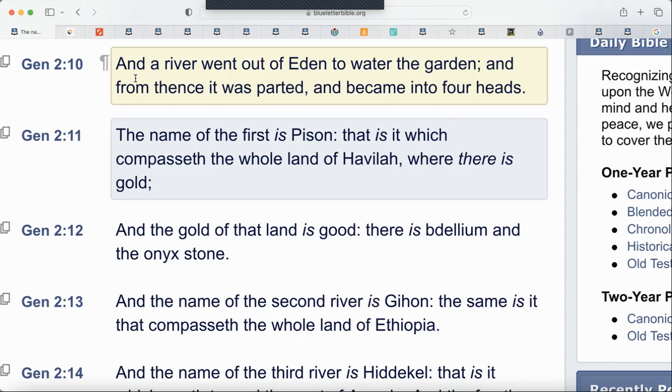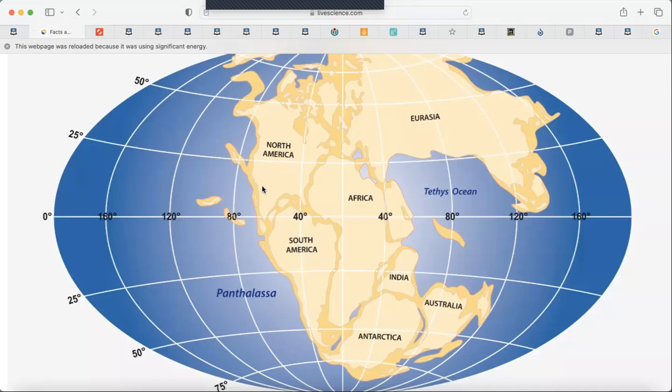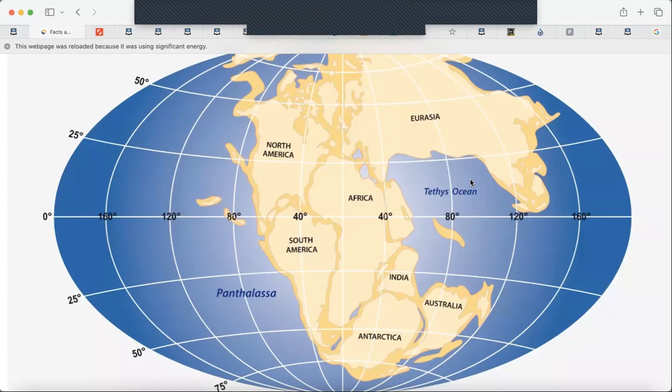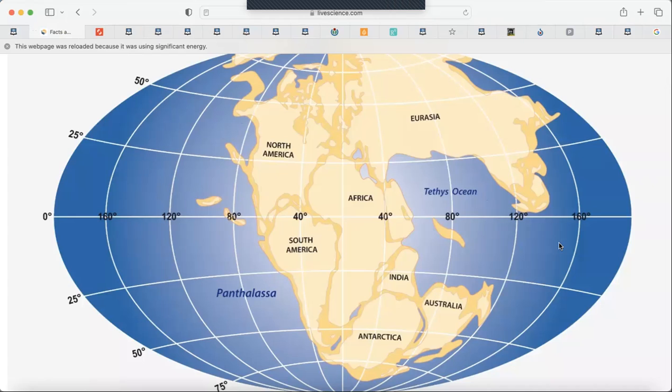Now, before this river was parted, the earth had a different geographical landscape from what we know it to be today. Something happened to cause the earth to part. In this illustration right here, we see that the continents are all fairly close together. They call this Pangea. During the time of Adam, it was called Eden.